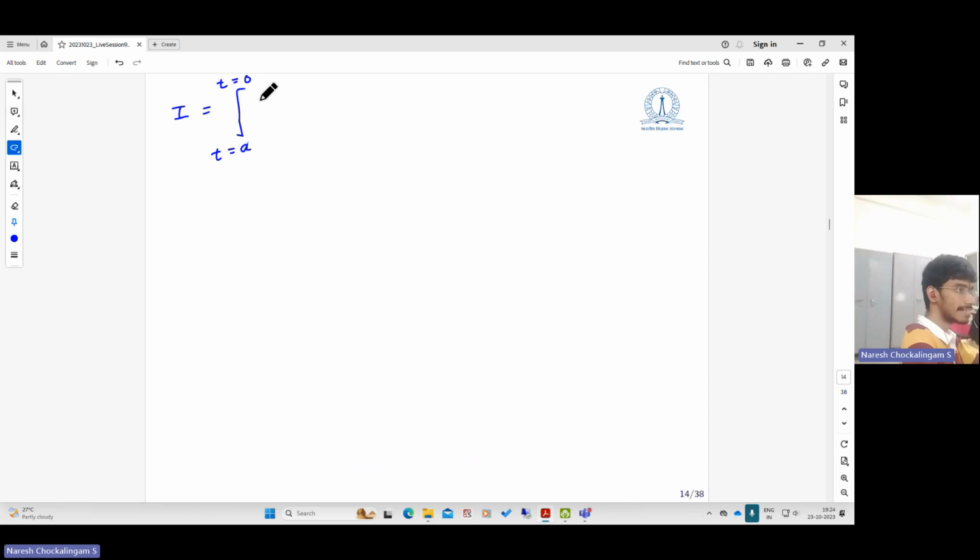And what do we have in numerator? It is x. So in place of x, substitute a minus t. And in the denominator, we have x, so that becomes square root of a minus t plus square root of a minus x. A minus x is nothing but t. And the differential dx transforms to minus dt.